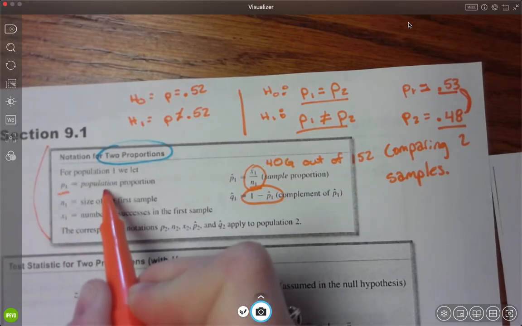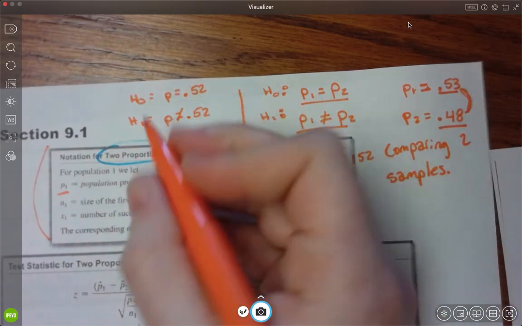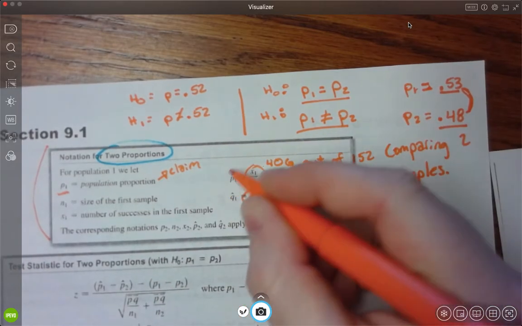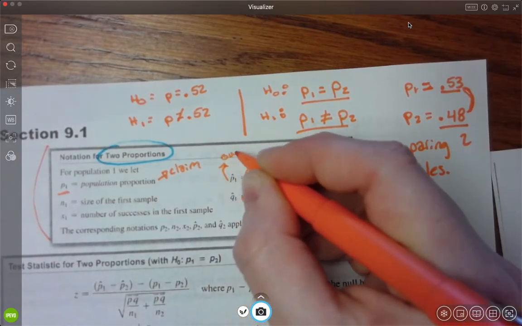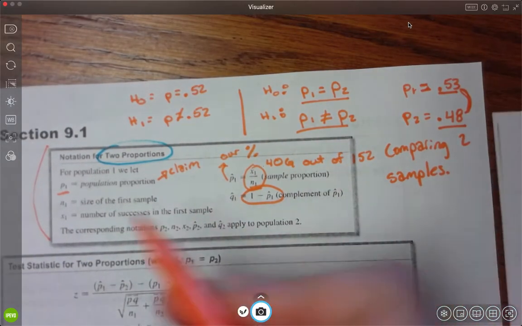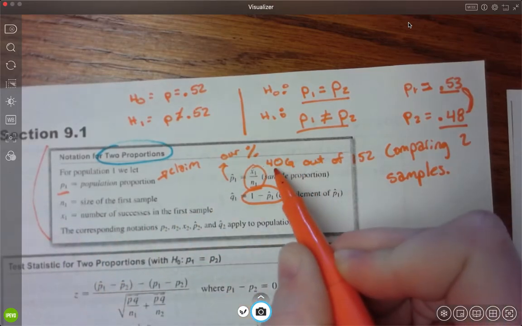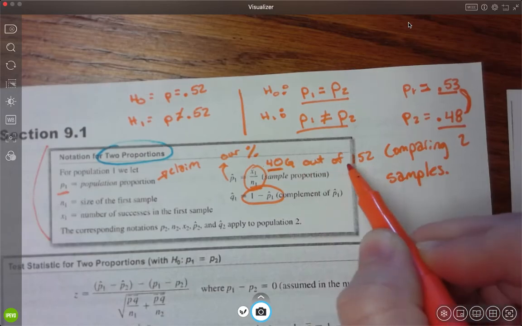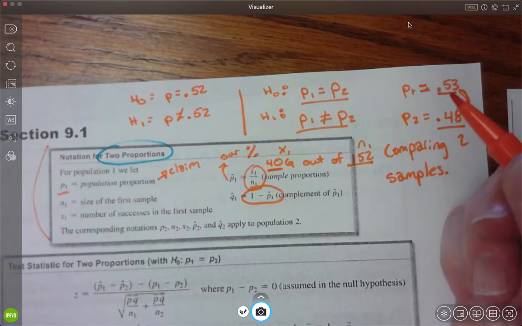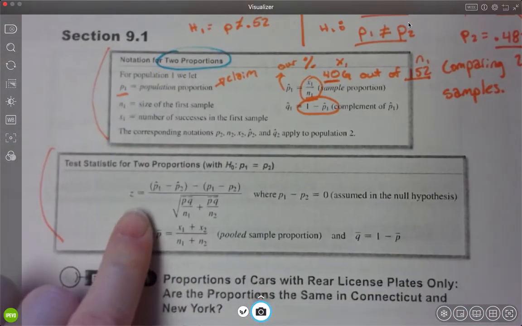P1 is the population proportion, so that's what we're actually going to use in here. So the P1 is going to go with your claim, and then these are our values, our percent, that we get from our sample, okay? N1 is the size of the sample, X1 is the number of successes of the first sample, so X would be 40 girls out of N, so this would be N1, this would be X1, that type of thing, okay? So just typing those in here to find your test statistic.